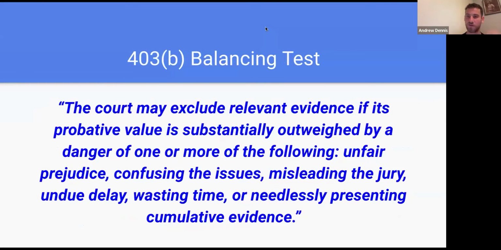The court may exclude relevant evidence if its probative value is substantially outweighed by danger of one or more of the following. I would remember these because they could test any one of these: unfair prejudice, confusing the issues, misleading the jury, undue delay, wasting time, or needlessly presenting cumulative evidence. These are all reasons that relevant evidence could still be excluded if its probative value is substantially outweighed by one of those factors. Any questions?